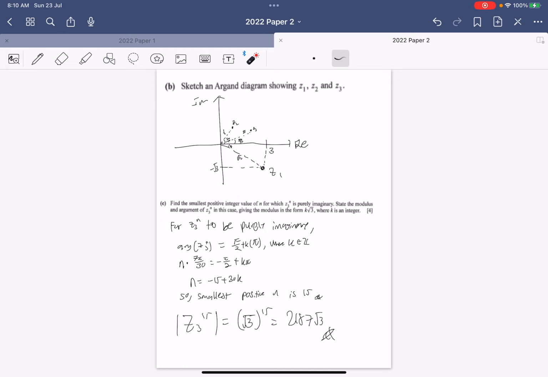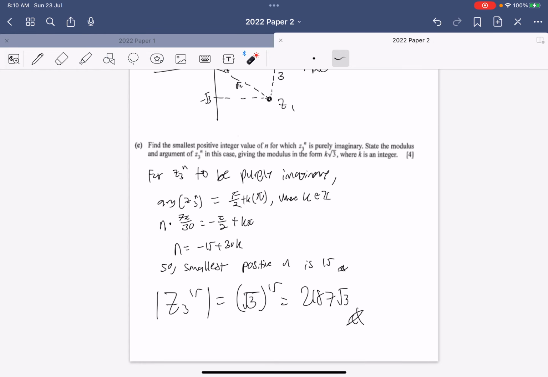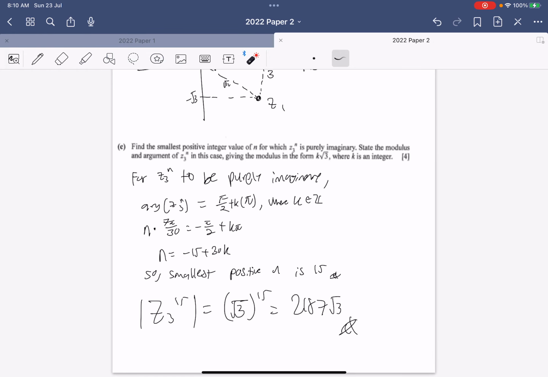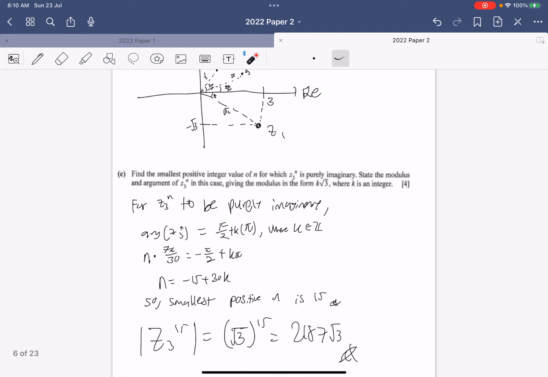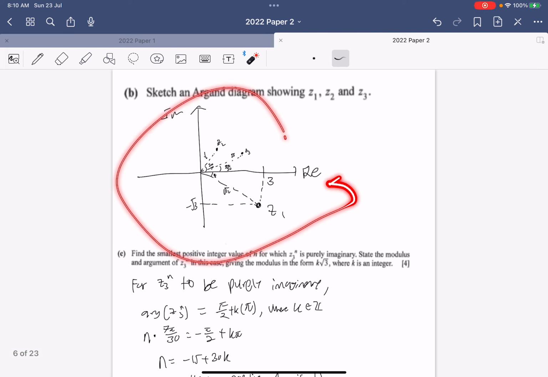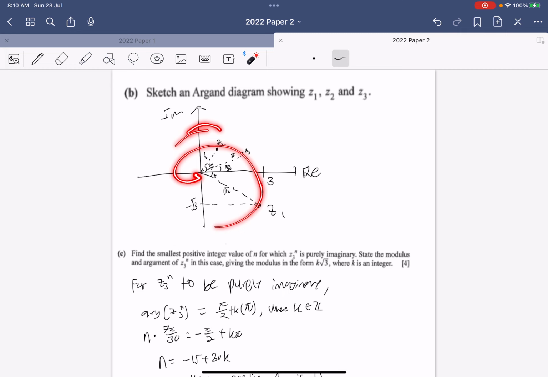Now for part C, it is understanding how the graph looks like. So what do I mean? We're supposed to find the smallest positive integer n for z3 to the power n to be purely imaginary. So to be purely imaginary, if you look at the Argand diagram, it means z3 to the n must rotate enough times to reach this point over here. And then it must also rotate enough times as it can also lie back here.